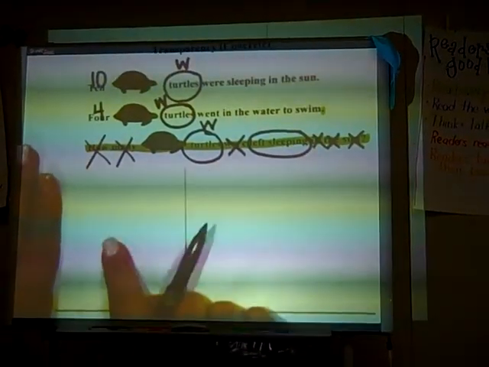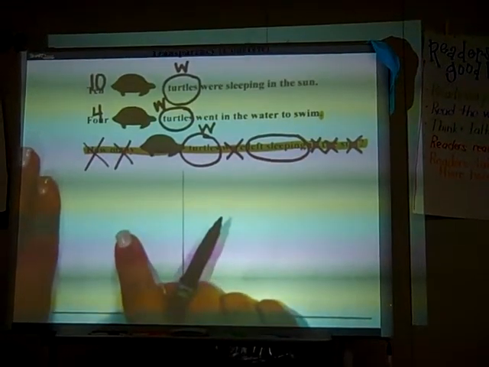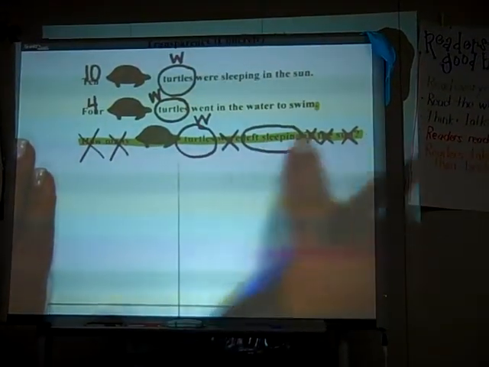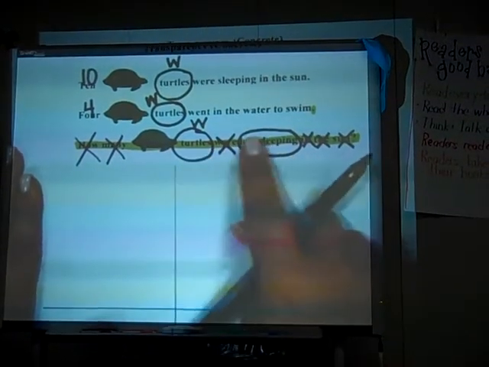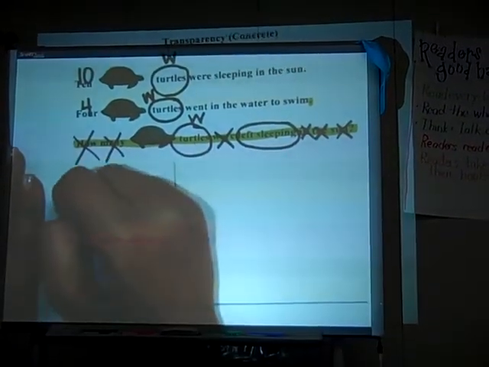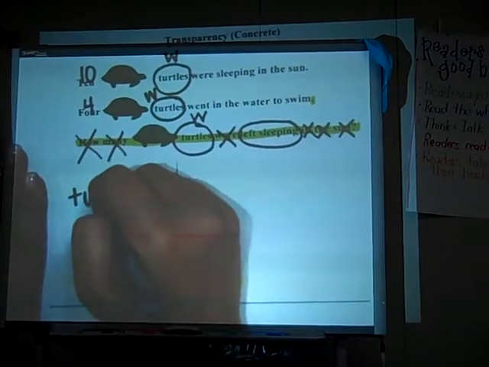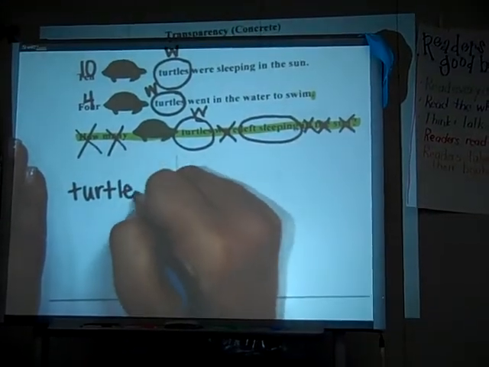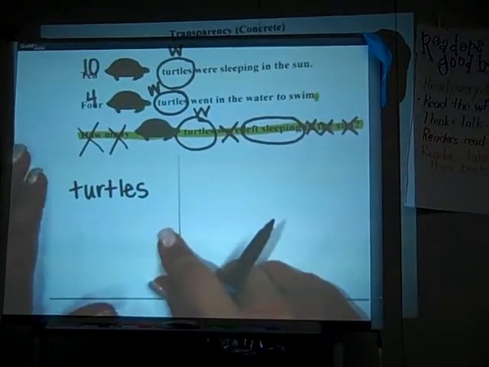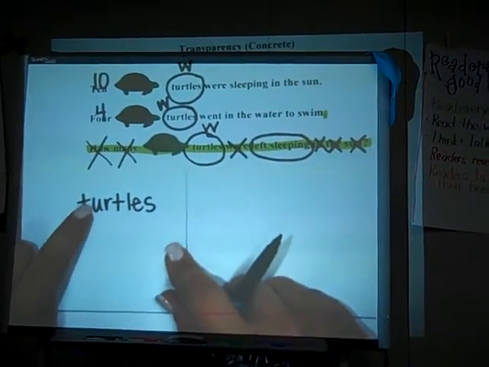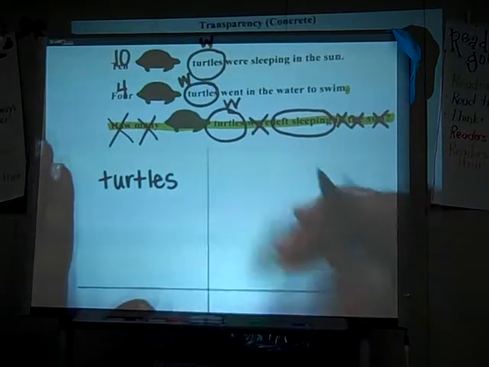So I'm going to go ahead and write my main idea. My main idea is everything that I circled in my question only. The only thing that I circled is turtles left sleeping. If your student's having a hard time or taking a long time writing everything in this main idea, you can put abbreviations like T for turtles or S for sleeping.